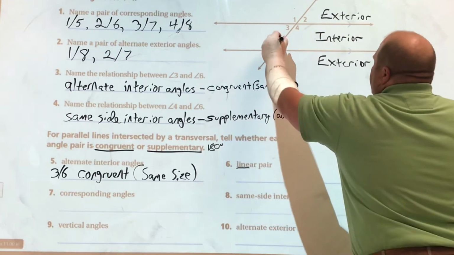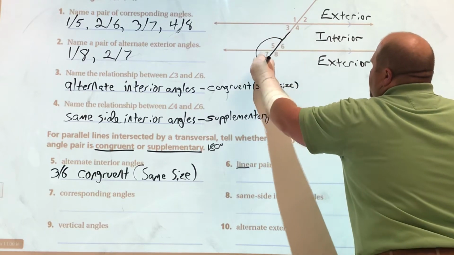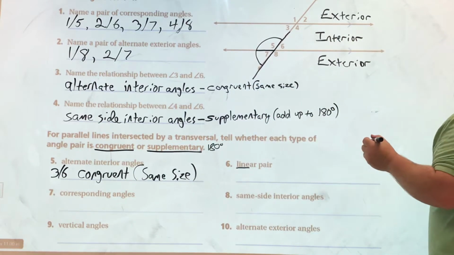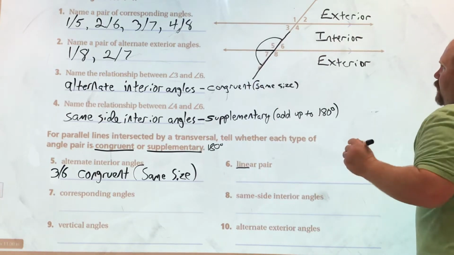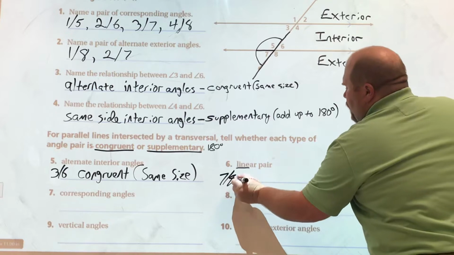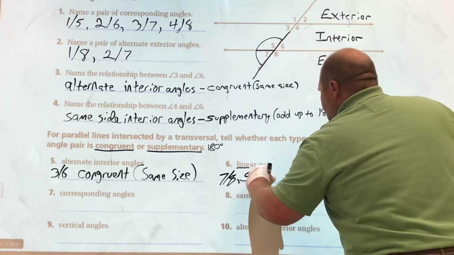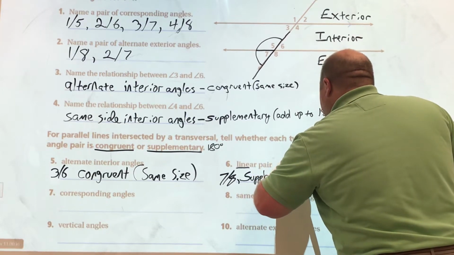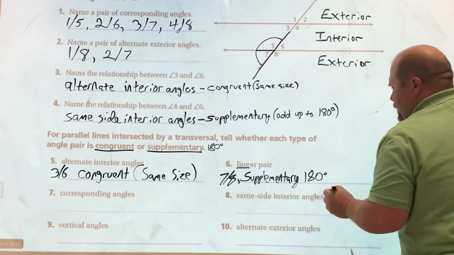We could look at 5 and 7. 5 and 7 are on the transversal line. All right, together they make 180 degrees because this line is straight. They do share a wall. So we'll write down our first example, 7 and 8. They are supplementary. They are not the same size. Okay, so they add together to make 180 degrees.